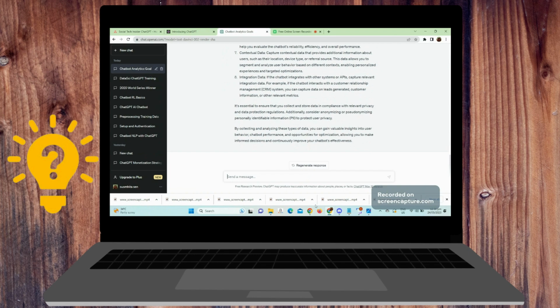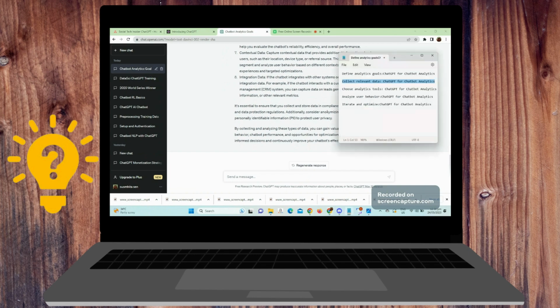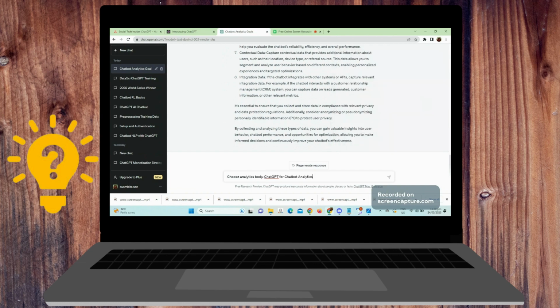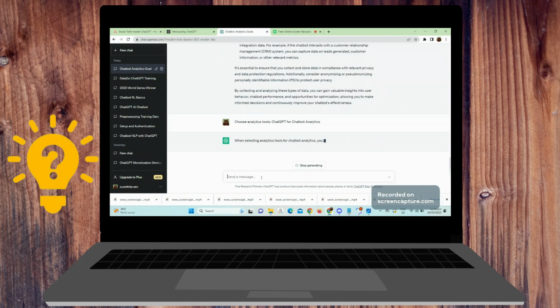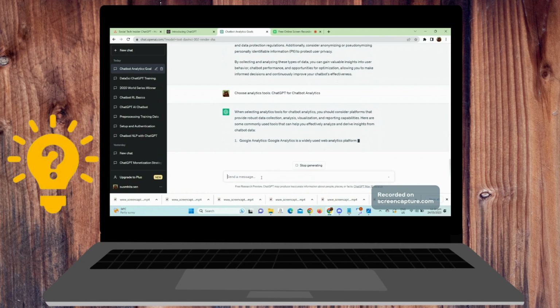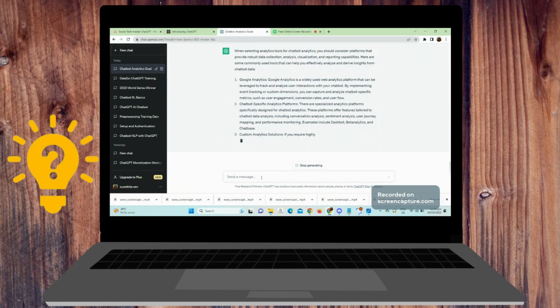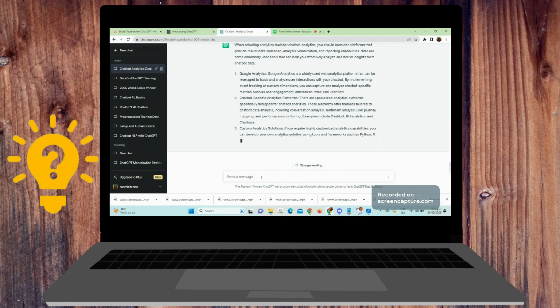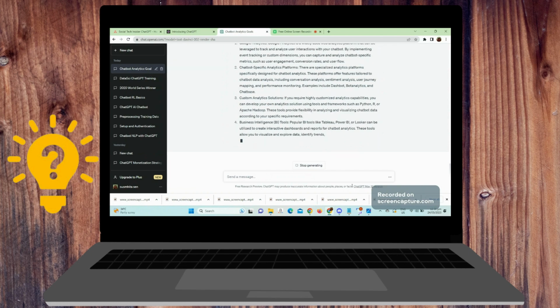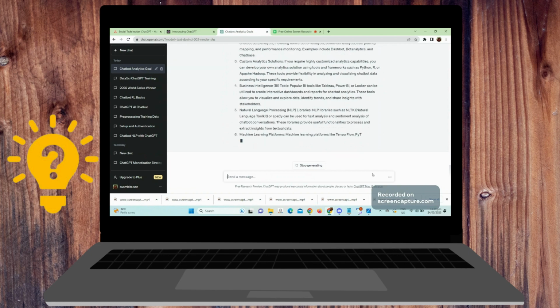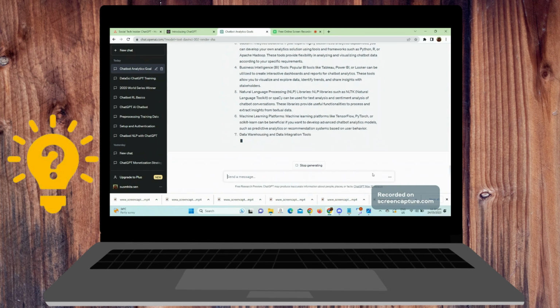Next is choose analytics tools. Select suitable analytic tools or platforms to process and analyze the collected data. Consider factors like features, ease of integration, and scalability when selecting the tools for your chatbot analytics.